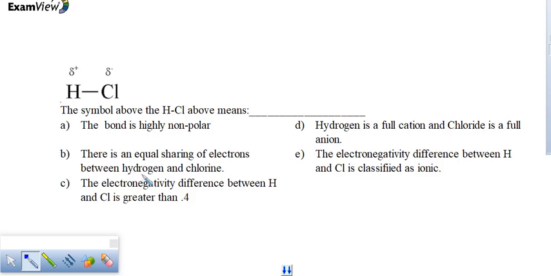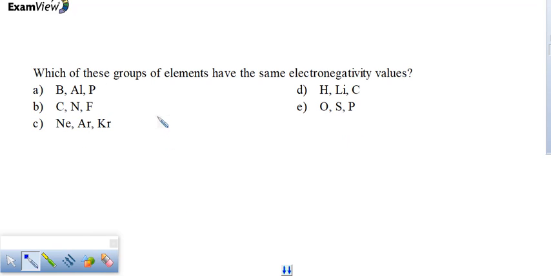So the symbol above means that there is polarity in this molecule, an unequal sharing. So it's not equal sharing. It's not nonpolar. The electronegativity has to be at least 0.4 here. So that's what this is. Of these groups of elements, which have the same electronegativity values? Well, the noble gases do because they're all 0, 0, 0.